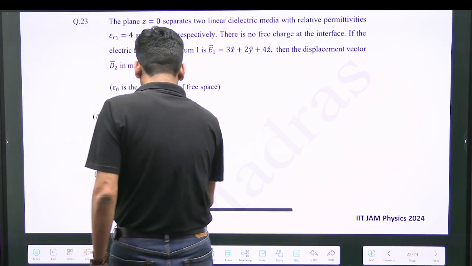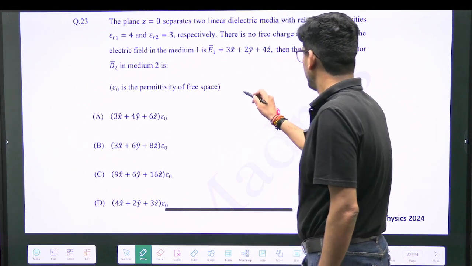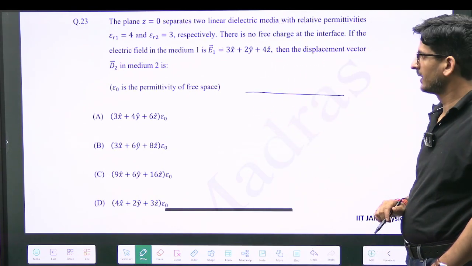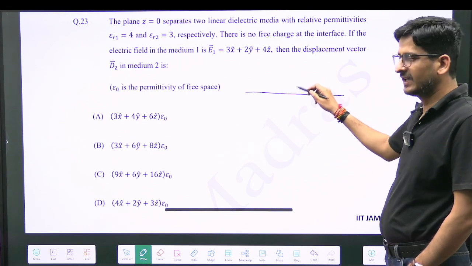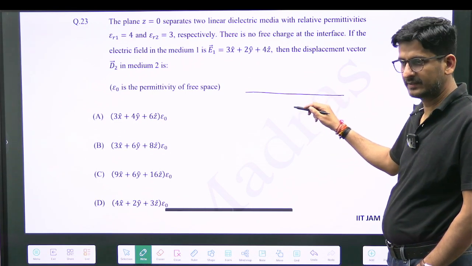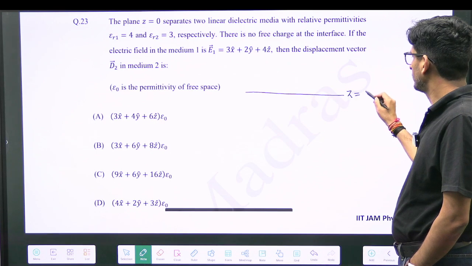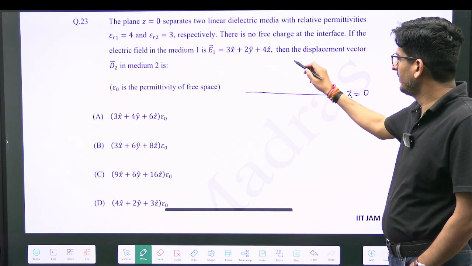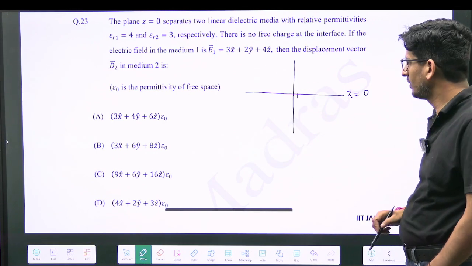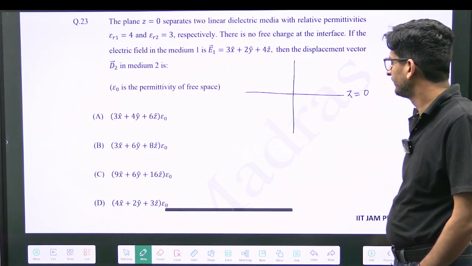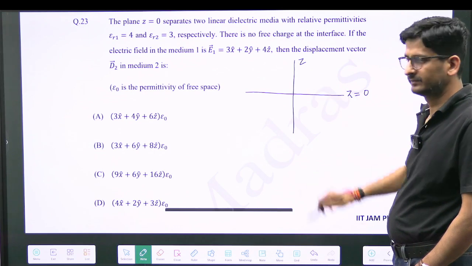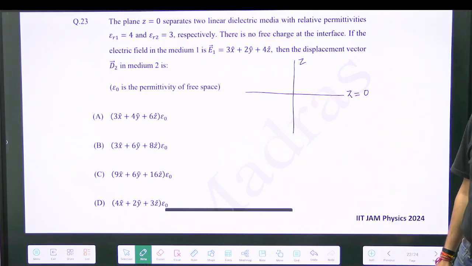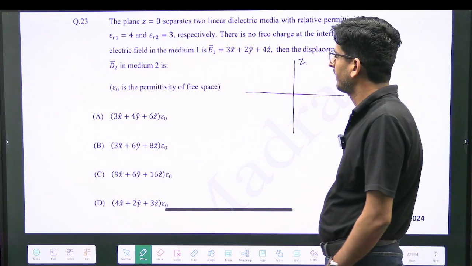So in this question, suppose this is a plane and this is z is equal to 0 plane, correct? This is z is equal to 0 plane, means xy plane. And what will be the perpendicular on z is equal to 0 plane? Z. Z axis will be perpendicular to the z is equal to 0 plane.